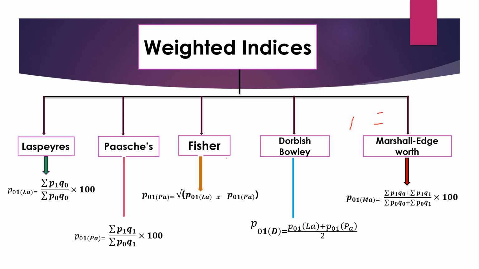Let us see the last one, Marshall-Edgeworth price index number. Here, as in Laspeyres we took the base year quantities and in Paasche's the current year quantities, in the Marshall-Edgeworth the weights become the arithmetic mean of Q0 and Q1, which are the base year and current year quantities. So in the place of Q0, we substitute Q0 plus Q1 divided by 2.